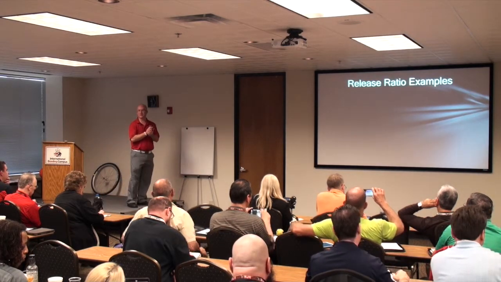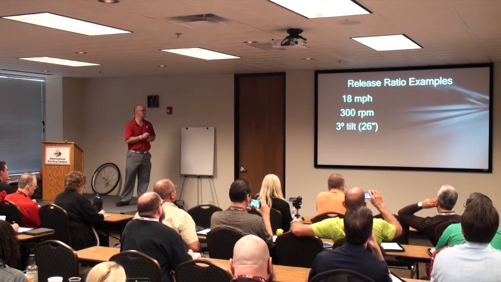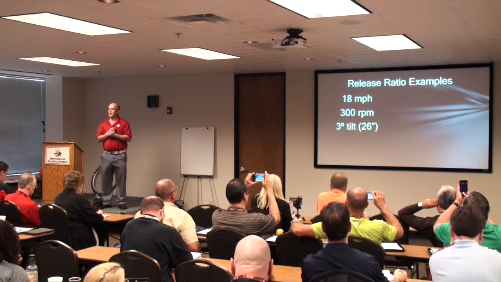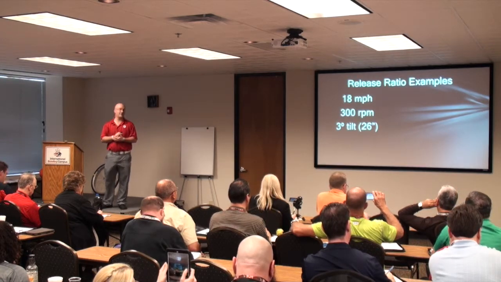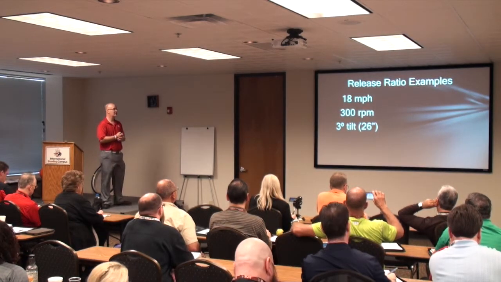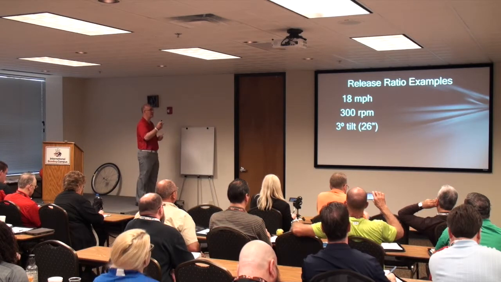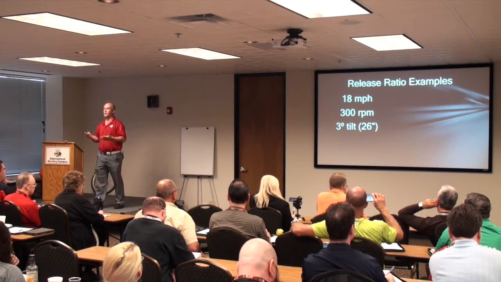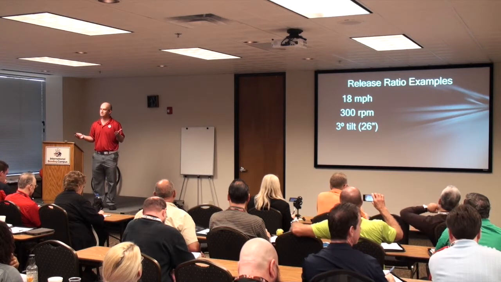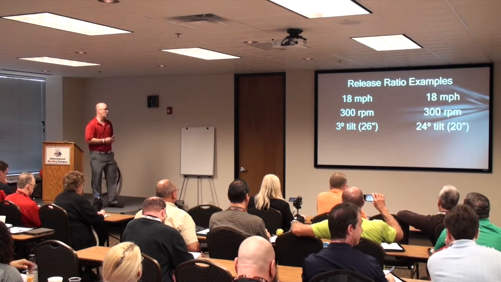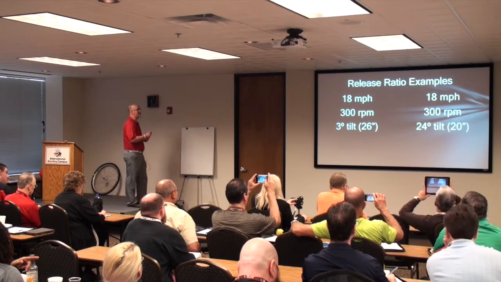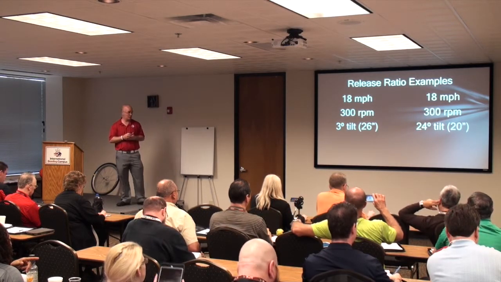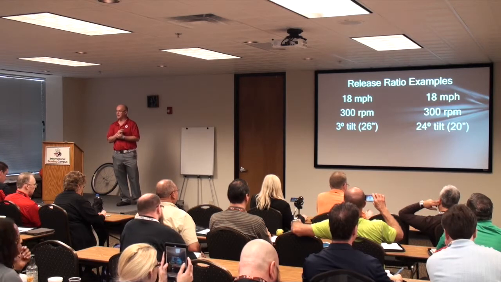So a few different examples of release ratio. This first one, we're going to say he throws it at 18 miles per hour. He or she, sorry, didn't mean to be sexist there. He or she throws it at 18 miles per hour with 300 RPM and 3 degrees of tilt, which equates to 26 inches of track circumference. And then we have bowler B over there that's going to throw it at 18 miles per hour with 300 RPM and 24 degrees of tilt, which equates to 20 inches of track circumference.